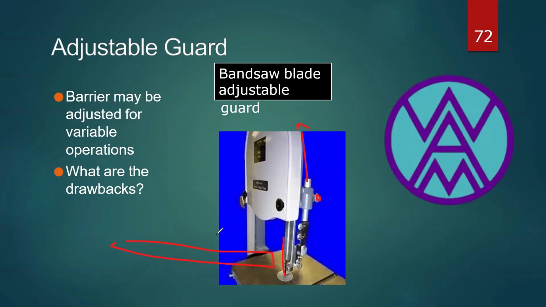Okay, a big thing. Now there are the chances of human error. If I forgot to place the guard back into position, what will happen? I may lose my control. I may forget to place the guard again in this position, and it can put me into a dangerous position. Such guards are not preferable over the fixed guard.